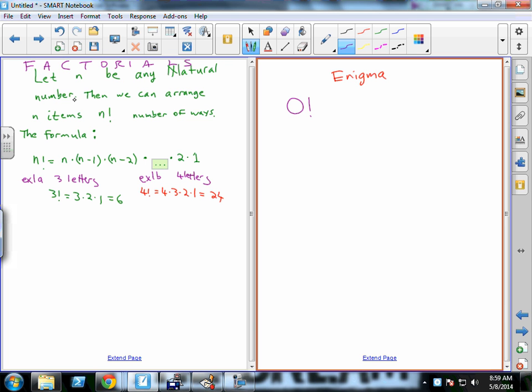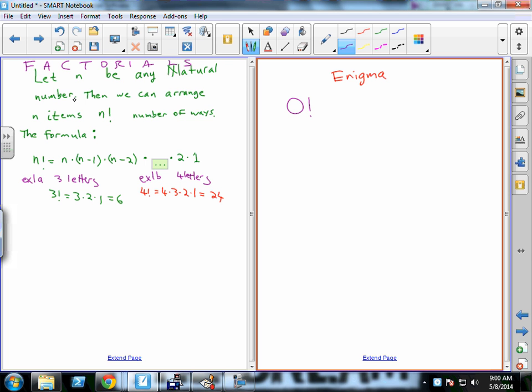Any natural number. The first week of school we talked about natural numbers. What's the first natural number? 1. So is 0 a natural number? No, it's not. So by definition, we shouldn't even consider 0 factorial.